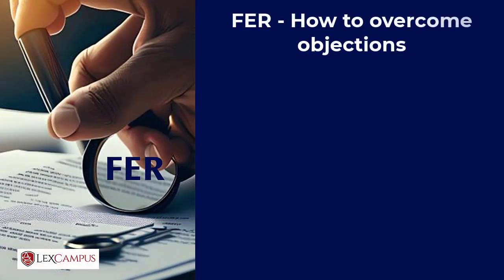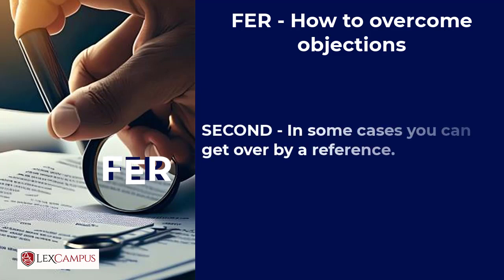Now, if that is not possible, there is a way in which in some cases you can get over by a reference. Now you will see that for potential infringement, there's a provision on potential infringement. If an objection is raised, then you can get over by a reference. You can just say that, okay, I will make that particular reference, please grant me the patent. Saying that if I can enter into my complete specification a reference to a prior art, with that, please grant me the patent. So that's the second way.